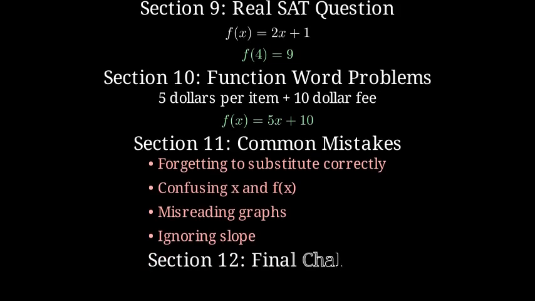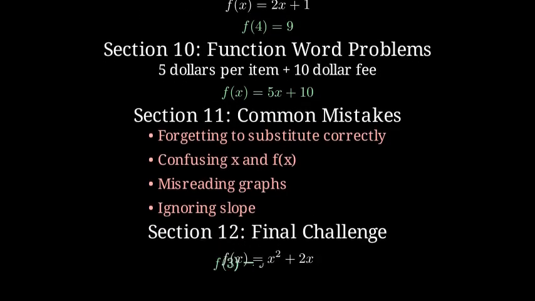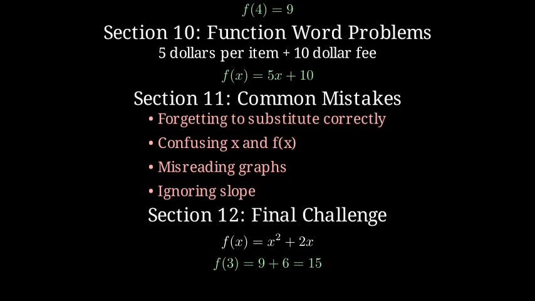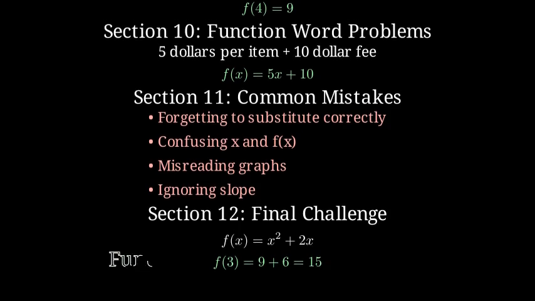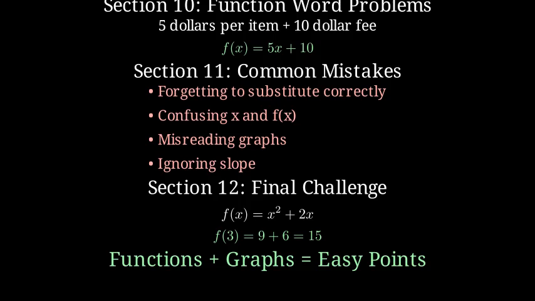Section 12, final challenge. Try this. f of x equals x squared plus 2x. Find f of 3. Pause. Solution: f of 3 equals 9 plus 6 equals 15. Functions and graphs may seem confusing, but once you understand the patterns, they become one of the easiest scoring areas on the SAT.